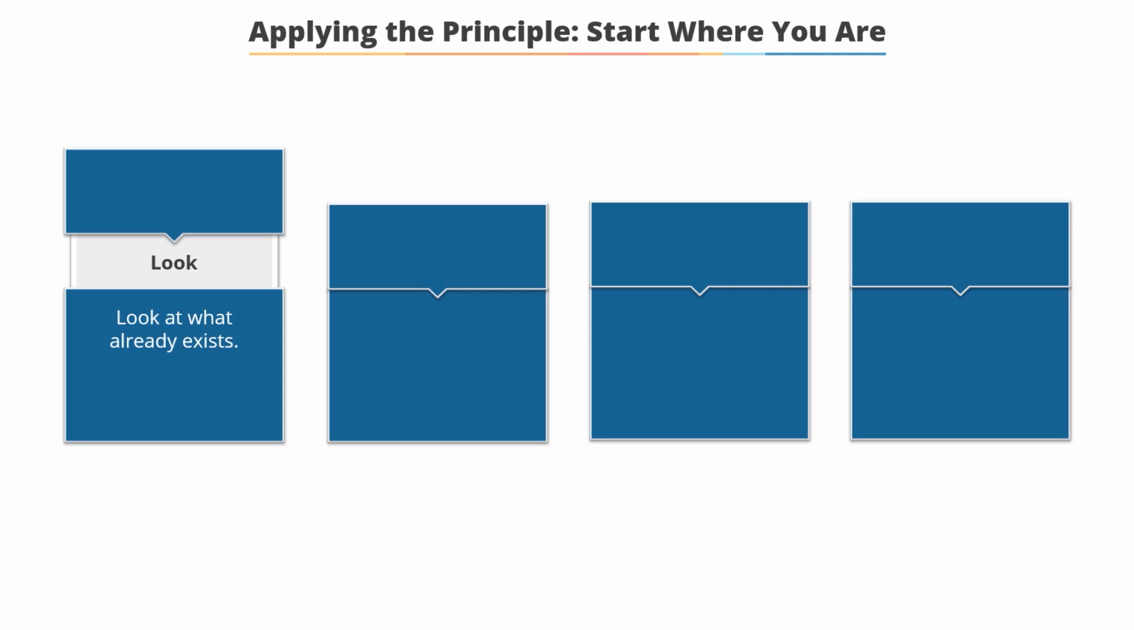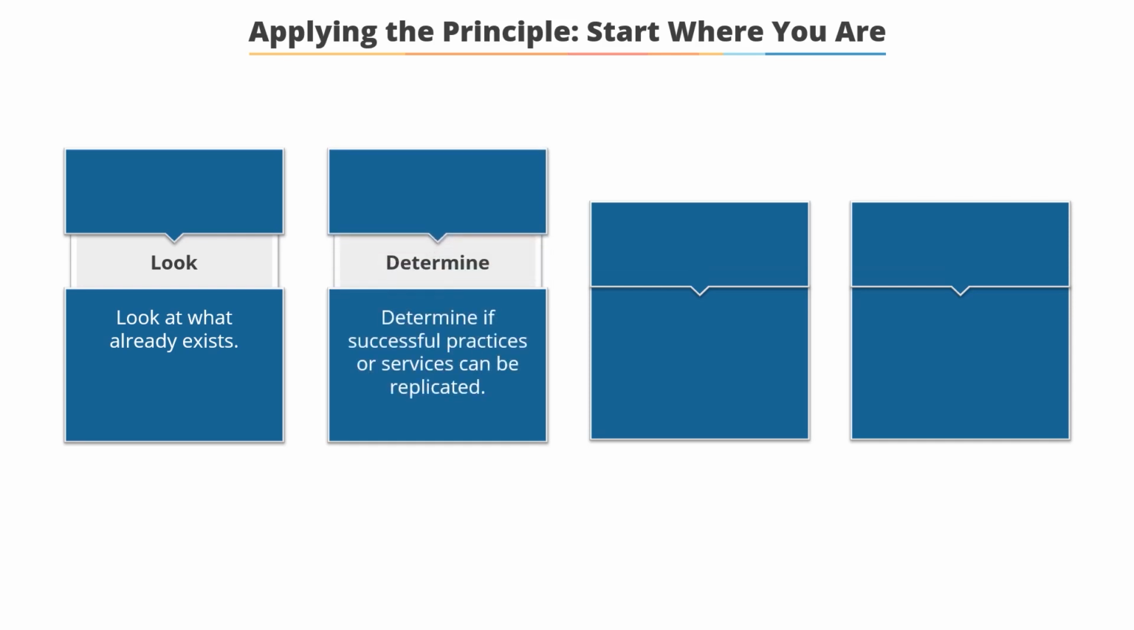When examples of successful practices or services are found in the current state, determine if and how these can be replicated or expanded upon to achieve the desired state. In many, if not most cases, leveraging what already exists will reduce the amount of work needed to transition from the current state to the desired state.